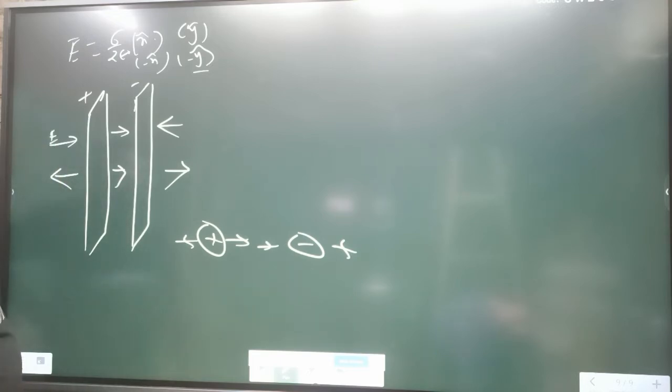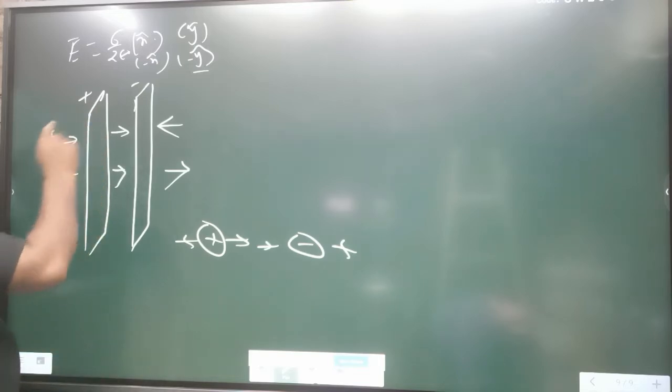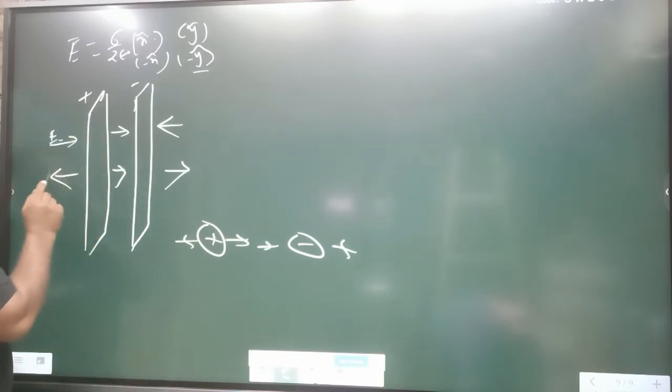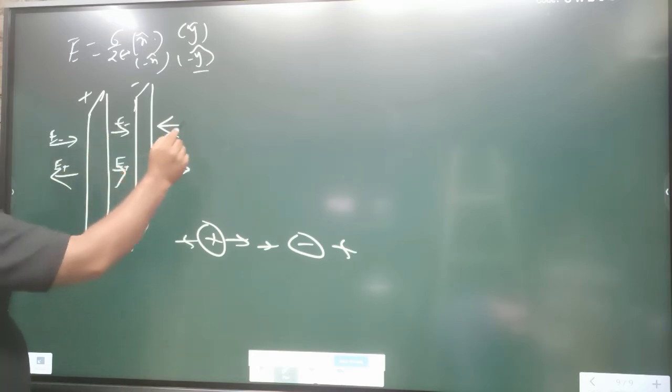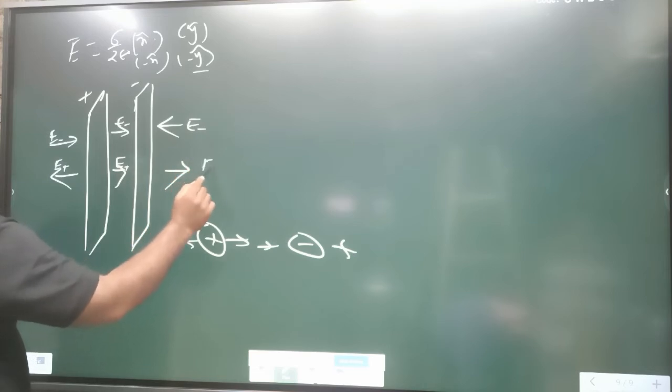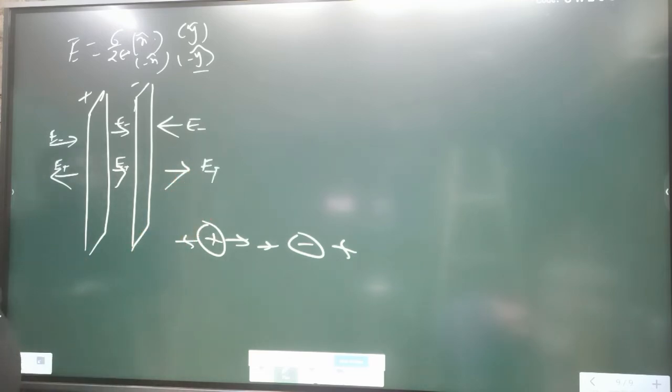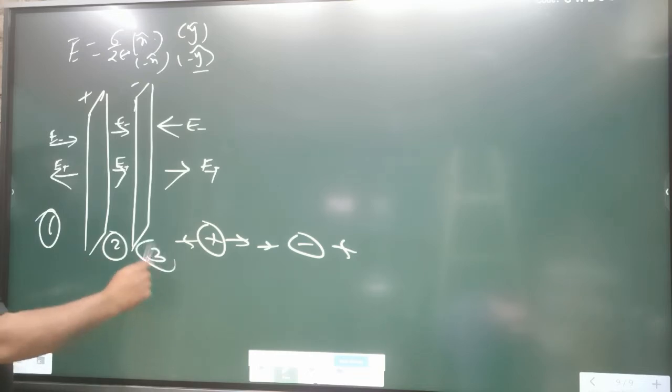Okay, this is because of E minus, and this is because of E plus. Here E plus, E minus. This is because of E plus, E minus. Find out the electric field at the first, second, third region. Find out the net electric field at the first region.